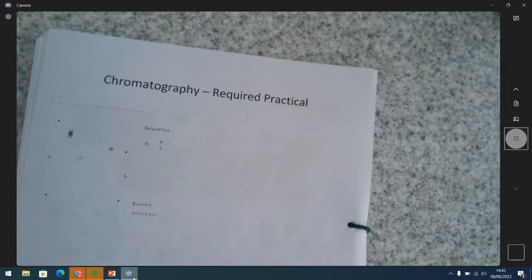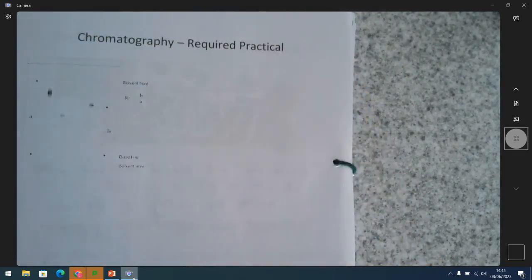So we're now going to look at the required practical, which is chromatography. This was on the foundation tier paper last year as a 4 marker, if I remember right, and it was not on the higher tier paper. So it's a good chance that this potential area will come up as one of the required practicals.